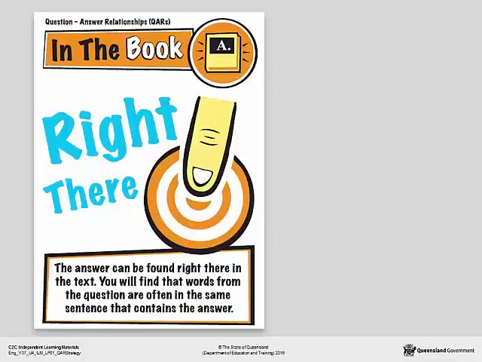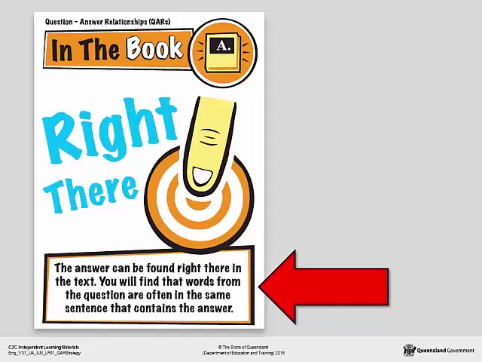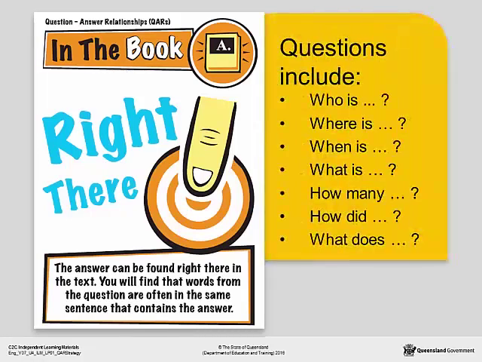Right there questions are questions where the answers can be found easily, right there in the text. In fact, sometimes the exact words for the answer are actually located in the same sentence. So, the name right there indicates the type of question. They are ones where the answer is literally right there in the text. So, these questions are literal. Questions might include who is, where is, when is, what is, how many, how did, what does.